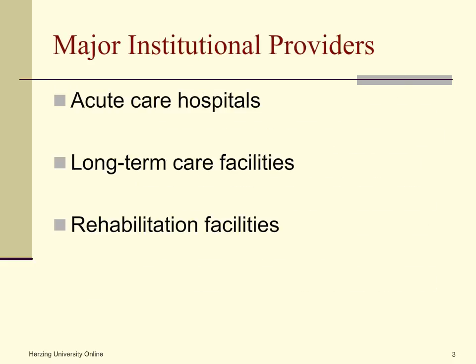There are three major institutional providers. These are the acute care hospitals, long-term care facilities, and rehabilitation facilities. Even though many positions have evolved externally from hospitals over the past few decades, hospitals remain the largest employers of nurses.